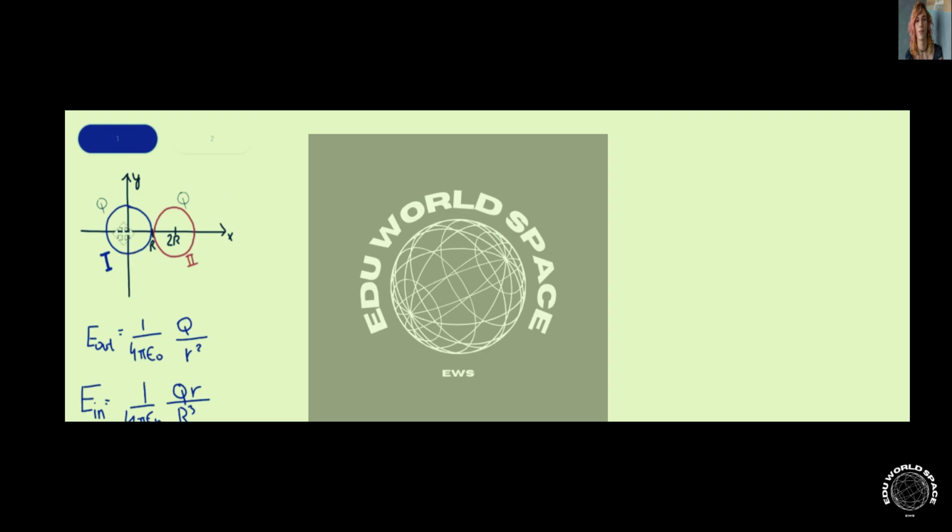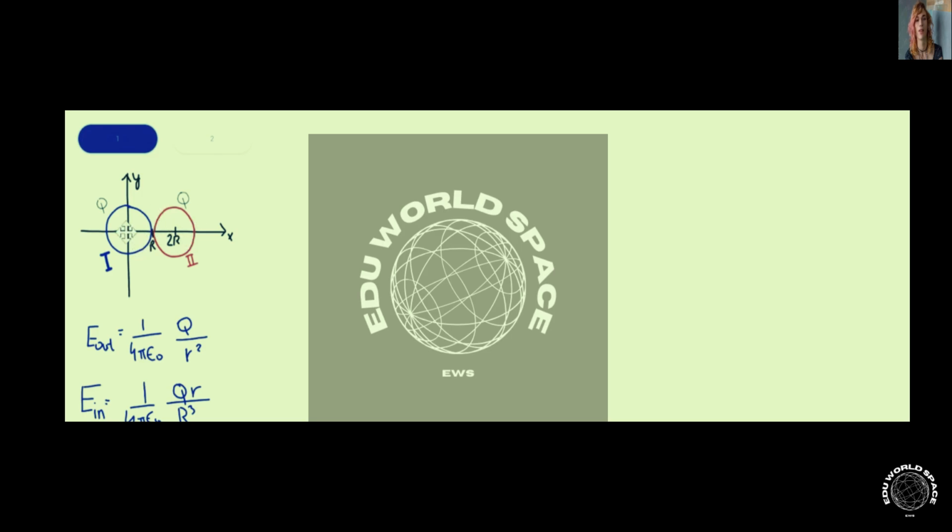Let's first look at the electric field at x equals 0, right here at the origin. We can immediately see that the electric field coming from sphere 1 is just going to be 0, because the point we're considering is the center of the sphere, so the distance from the center of the sphere is just 0.